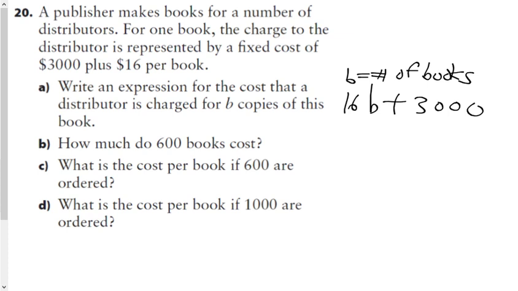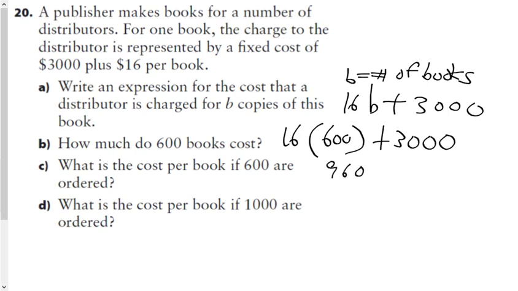How much do 600 books cost? Well, $16 a book multiplied by the 600 books, plus a service fee for the publishing company to do it for you. 9,600 plus 3,000, $12,600. How much would 600 books cost if you wanted to buy from the publisher? It would cost you $12,600 to buy 600 copies of your book.